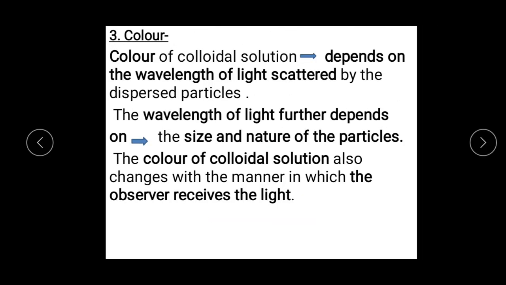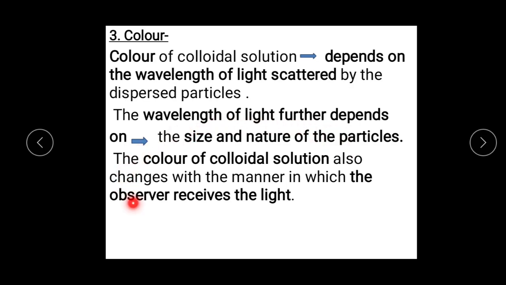Now we move on to the next topic, that is color of colloidal solutions. You have to remember that the color of a colloidal solution depends on the wavelength of light scattered by dispersed particles. The wavelength of light further depends upon size and nature of the particles. So color depends on wavelength of light scattered, and wavelength of light depends upon size and nature of particles.